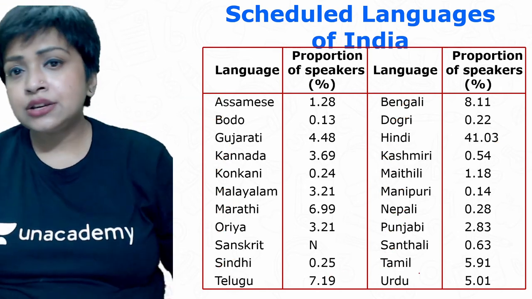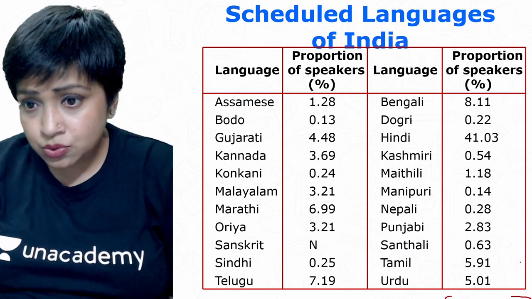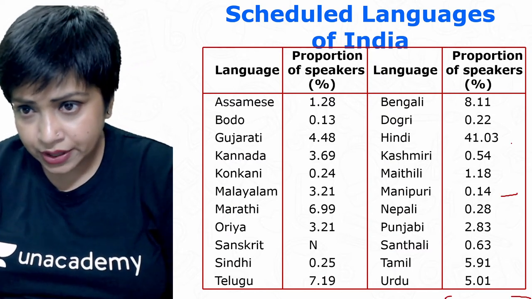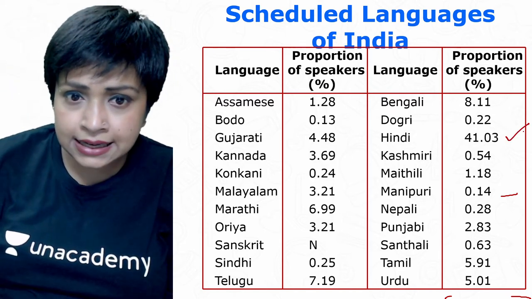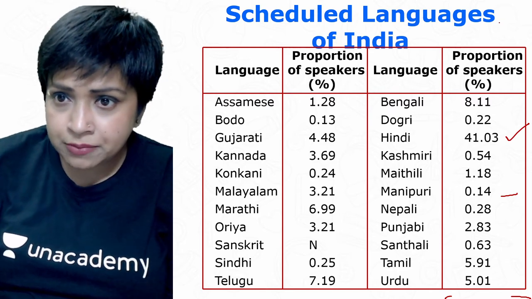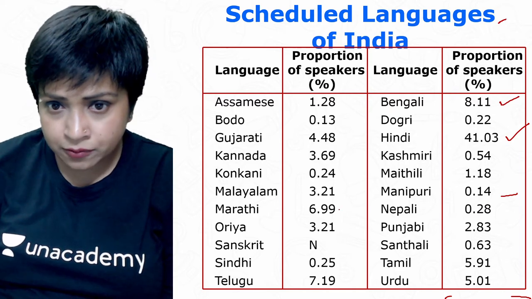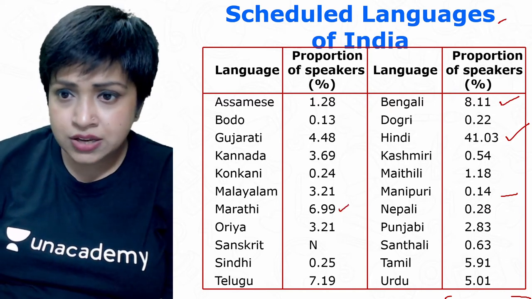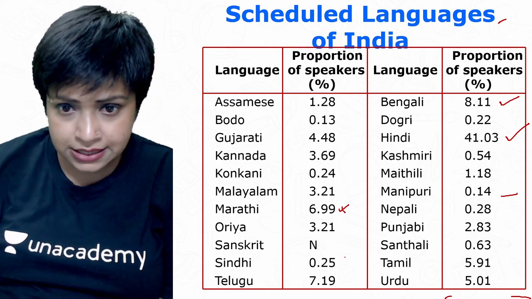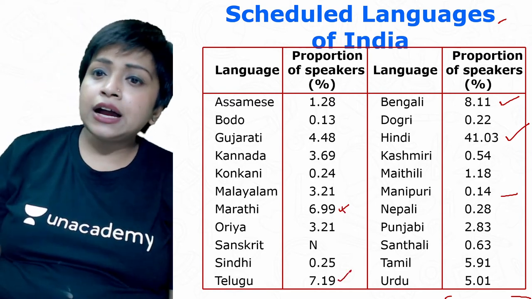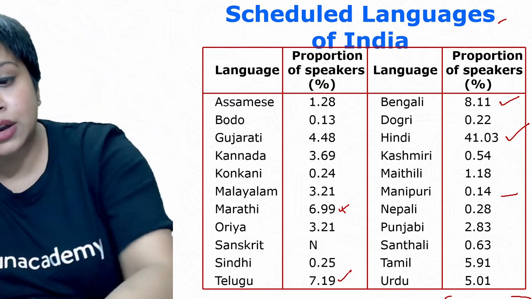Out of all these scheduled languages, the maximum population speaks Hindi, right? 41.03% of people speak Hindi, followed by, I think, Bengali, and after Bengali you have Marathi. So the three most spoken languages in India, if not Marathi, it is Telugu. If you say the three most spoken languages, it's Hindi, Bengali, and then Telugu.